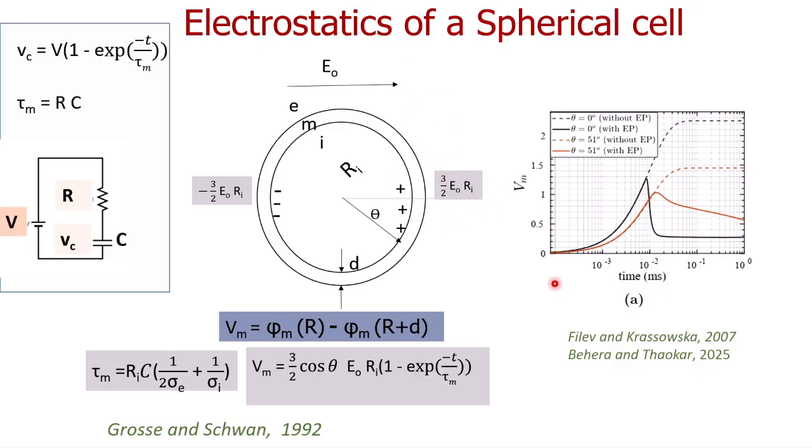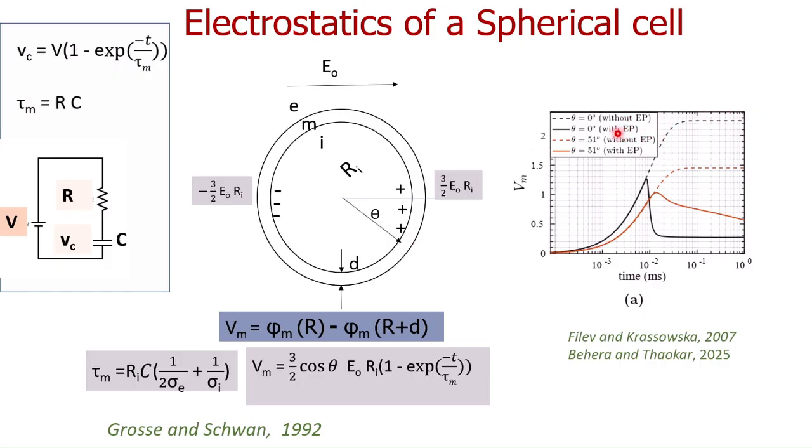Now, if you model this, you really see this. So, for example, if I plot the transmembrane potential versus time, at the poles, you see that a first order increase happens and it saturates.